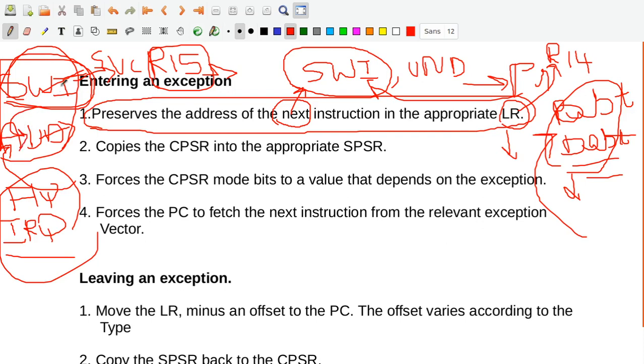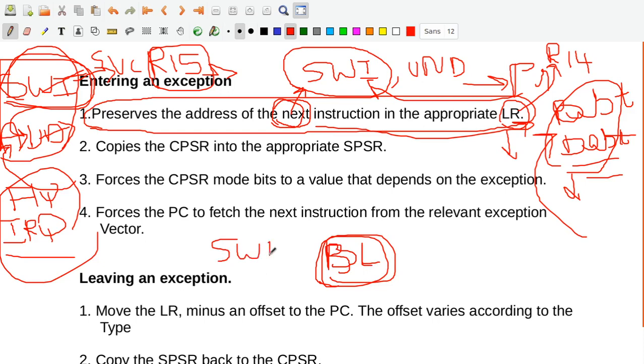How does the processor know where it wants to return? That is what you do: you preserve the address of the next instruction in the appropriate link register. So LR, what happens here? This is similar to the branch with link instruction that we have. So the SW instruction is similar to the branch with link instruction. There is no difference in that.